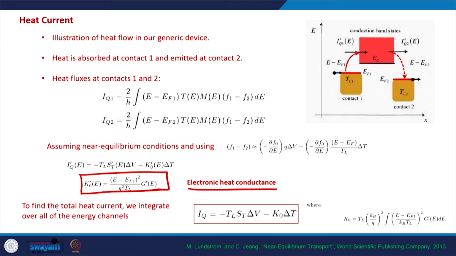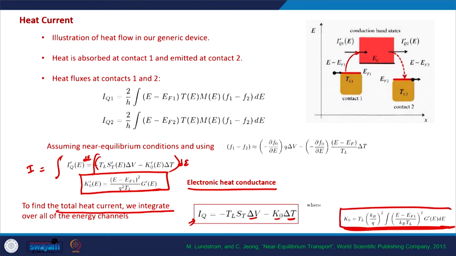So, in order to find out the total heat current, we need to integrate this differential heat current over all possible energy values, and that is why we need to integrate on the right hand side as well. The final expression for the total heat current that we obtain is this: minus TL times ST times delta V minus K naught times delta T, where this K naught is given by this expression. I will leave this calculation to you, how K naught turns out to be this value. This is a very straightforward calculation and you should be able to do it.